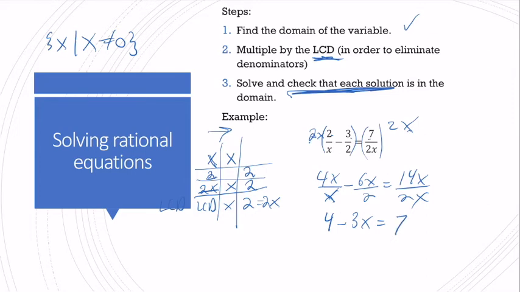So now I can go ahead and subtract 4 from both sides. Again, we want to isolate our variable, right? We've got an equation in a single variable. That gives me negative 3x equals 3. So I divide both sides by negative 3, and I find that x equals negative 1. Next, I need to check that that solution is in my domain. Well, I know my domain excludes nothing except 0. And negative 1 isn't 0, so we have a solution.